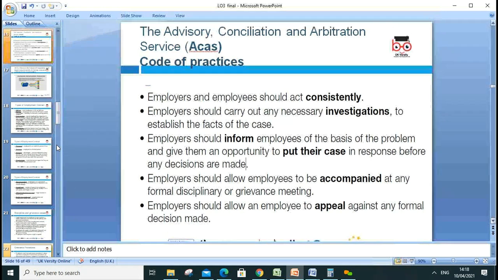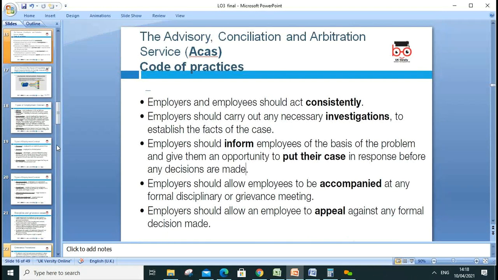We have an organization called Advisory Arbitration Services. We call it ACAS. Yes, we have a code of practice which we need to follow. These are ethical rules. Yes, employer and employee should act consistently.